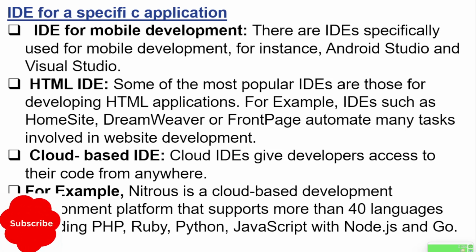And the last one is specific-application IDEs. As the name implies, these are software with high-level programming languages only designed to prepare a specific kind of software. For instance, IDEs for mobile development are only designed to prepare mobile development. Like Android Studio, it is only designed to prepare mobile-based software. The other specific-application IDE, an HTML IDE, is only to prepare HTML applications or websites. Cloud-based IDEs are the same, accessing code from anywhere using the internet.